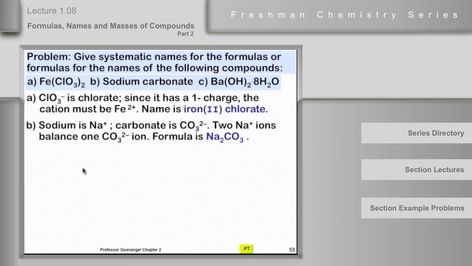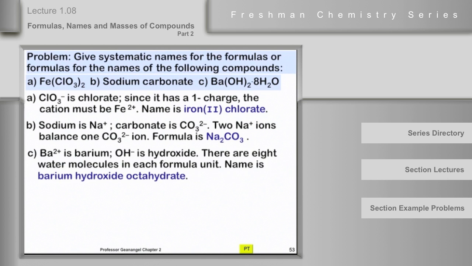You see the pattern. Okay, the last one is one of these hydrates. It has 8 waters attached to a formula here. So it'll be named in terms of the formula for the ionic compound. In this case, it's barium hydroxide, and then it will have a suffix attached to it that says how many waters there are. So Ba2+ is barium, OH- is hydroxide ion. It has a single negative charge. It's on the table. If there are 8 water molecules, then the name will be barium hydroxide octahydrate.